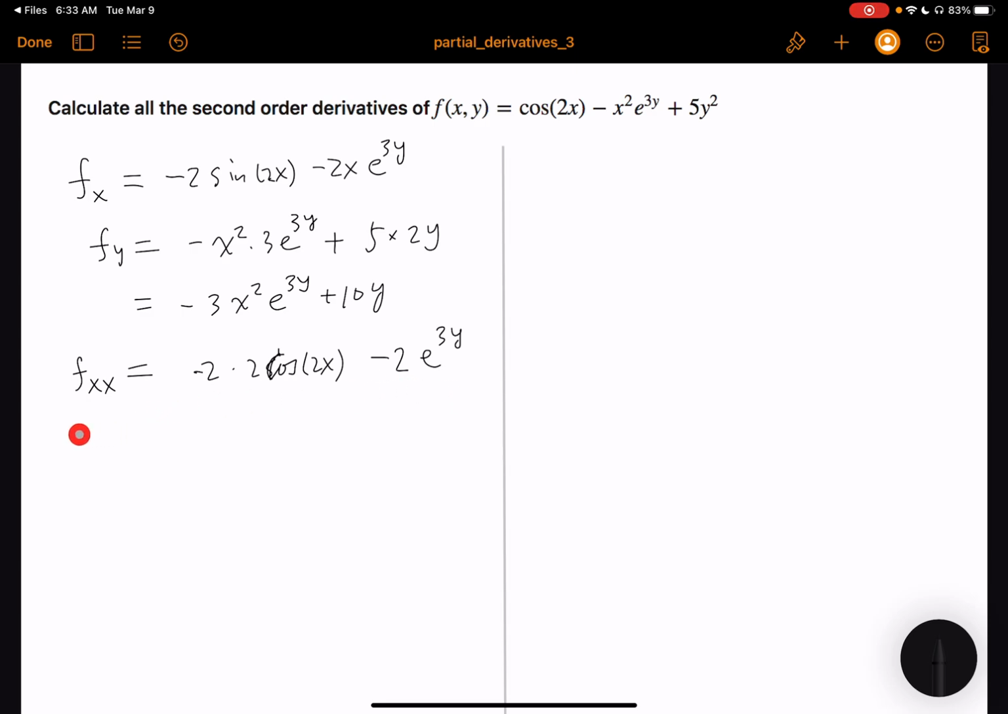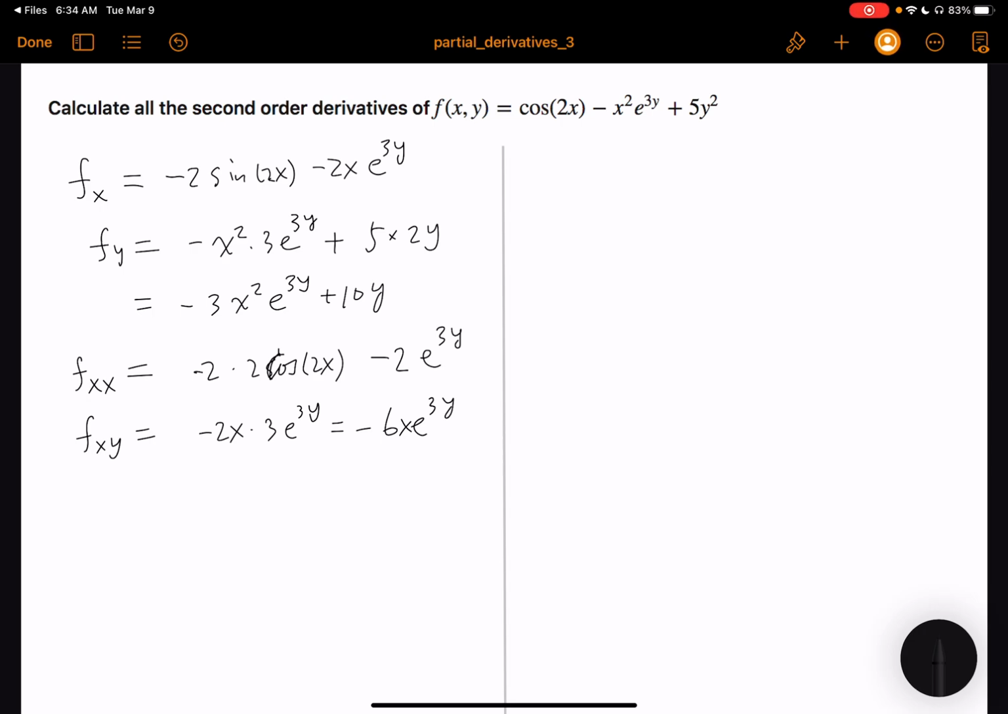So now let's look at the fxy. Again, we need to take a derivative of fx with respect to y. Now we are treating x as a constant because we're taking derivative with respect to y. So the first item disappears because its derivative with respect to y is 0, it's like a constant. The second item is -2x times 3 e to the 3y. So this is equal to -6x e to the 3y.